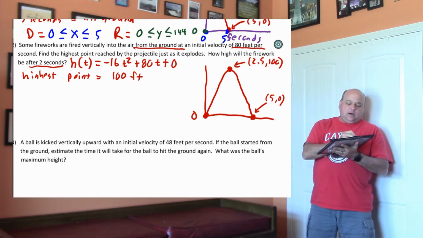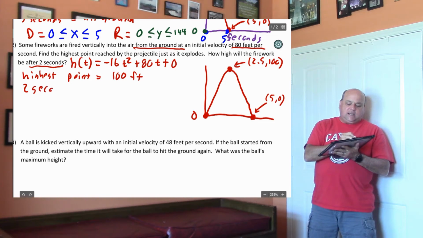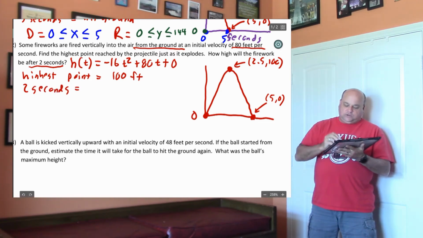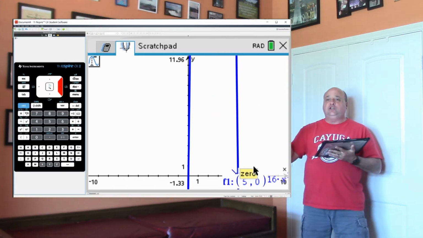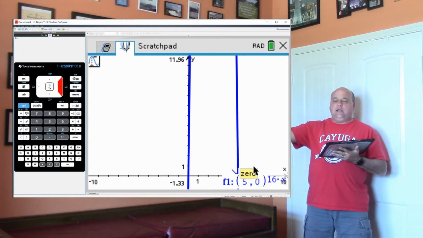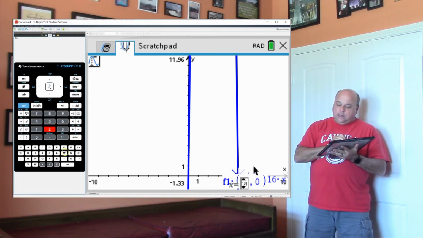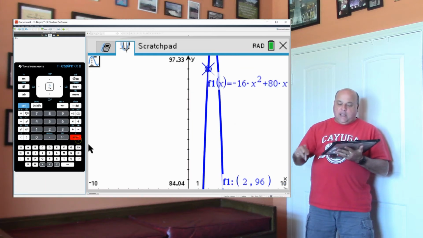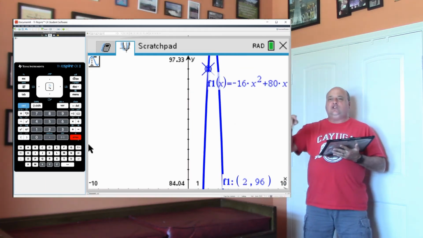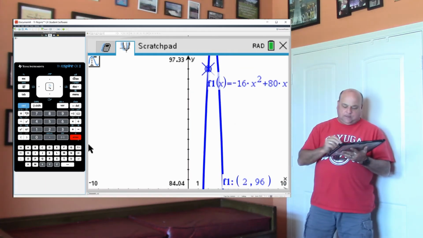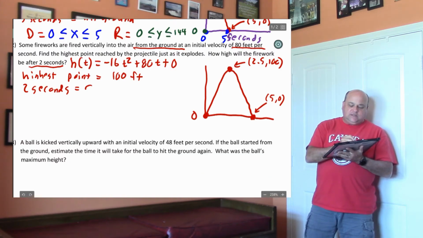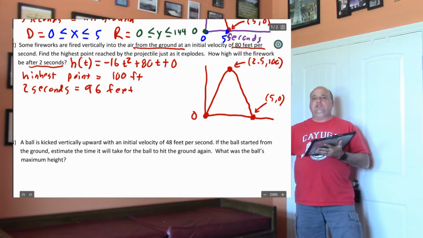Now then, we need to calculate 2 seconds. So 2 seconds equals, so go back to your calculator. We're still in trace, right? Hit 2 and enter. So 2, notice the 2 pops up, enter, and it's going to go straight to 2. At 2 seconds, it's at 96 feet. So go down to here, 2 seconds equals 96 feet. I've answered all my questions, right?